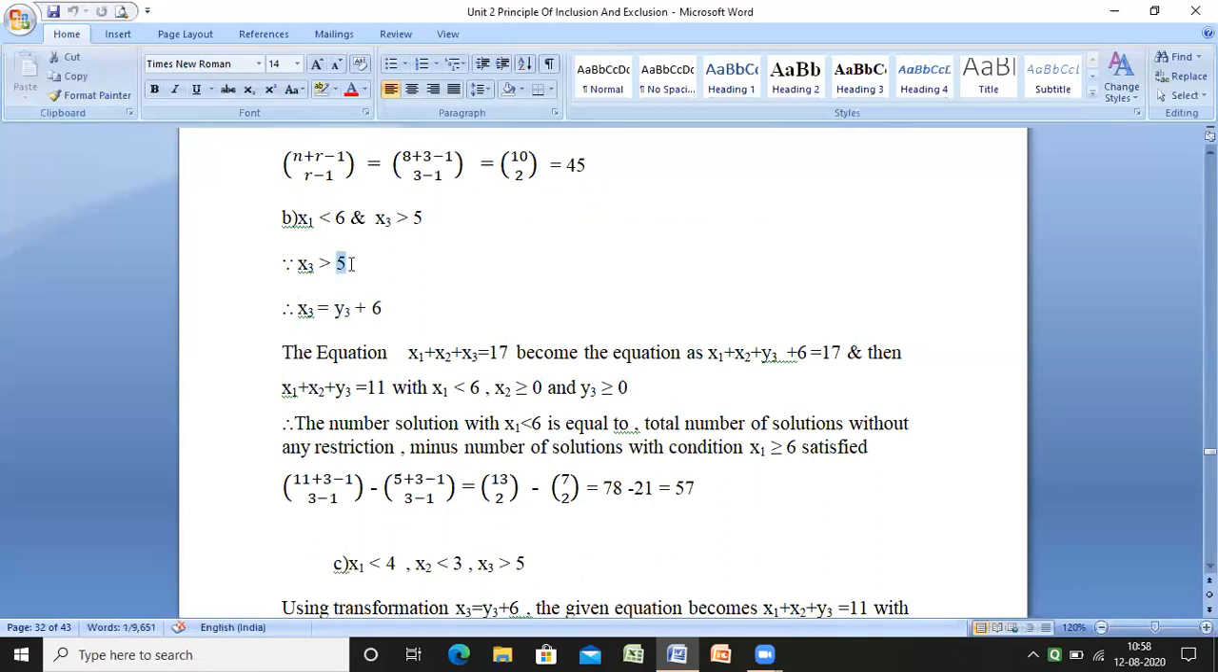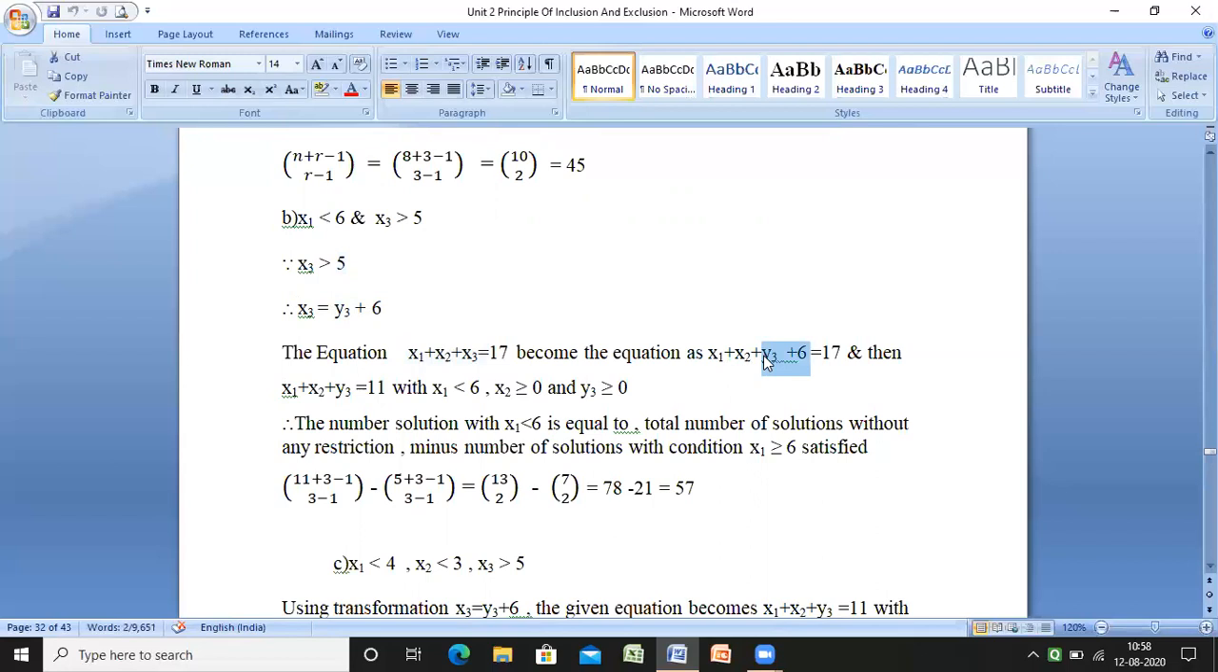This condition is that it should be greater than 5. So I directly put a 6 over there. So x3 is going to be y3 plus 6. This is the x3 value. Now we have the equation x1 plus x2 plus x3 equal to 17. Just put that x3 value into this equation as y3 plus 6. We put y3 plus 6 instead of x3.